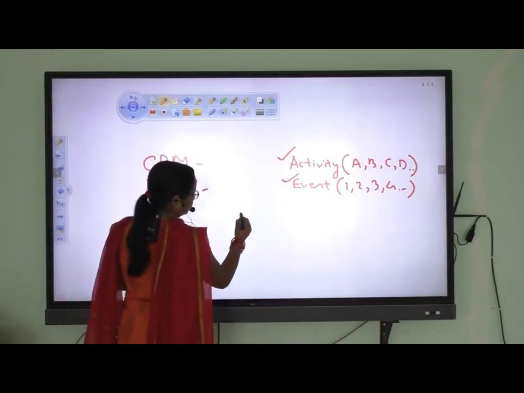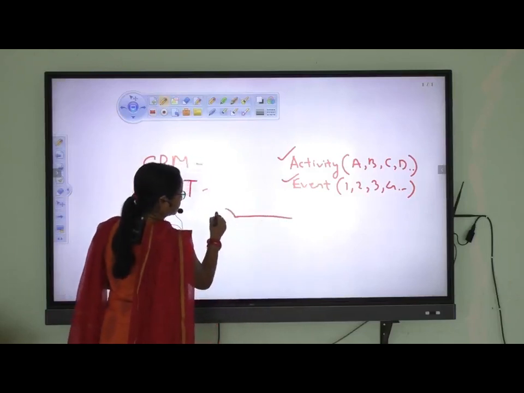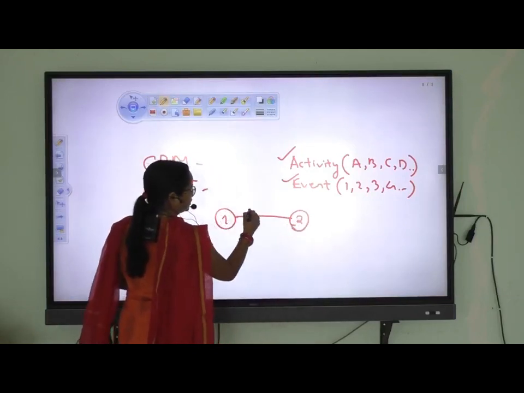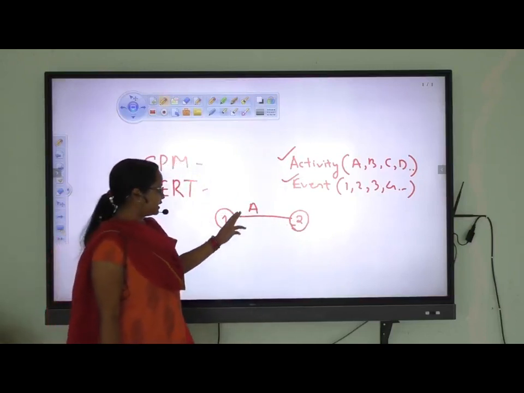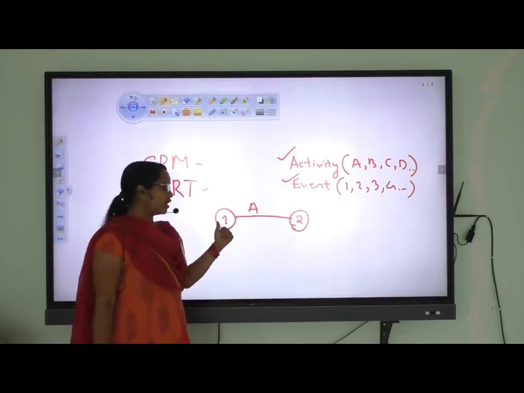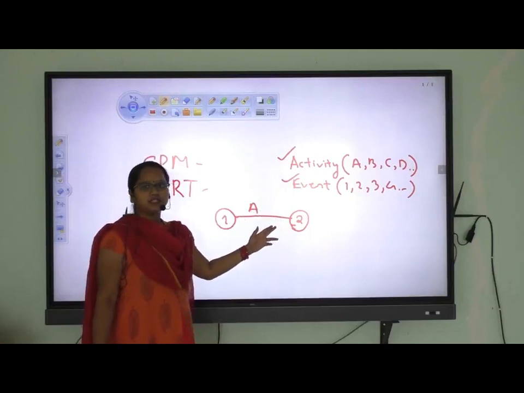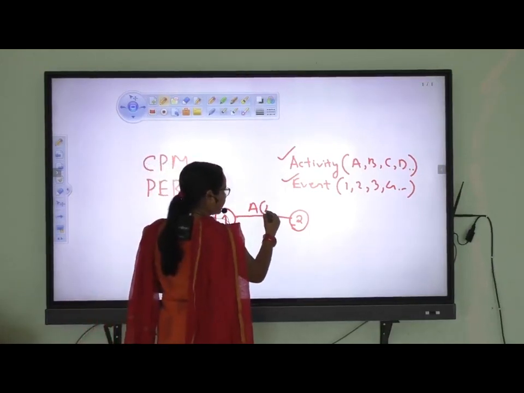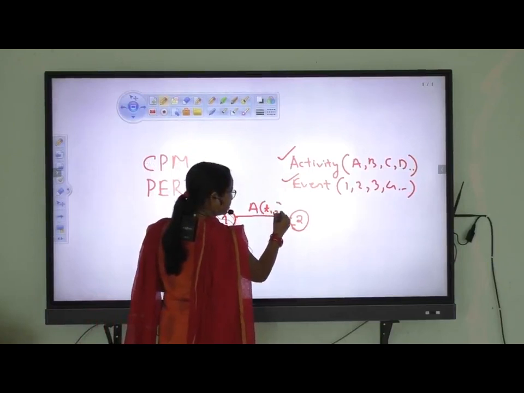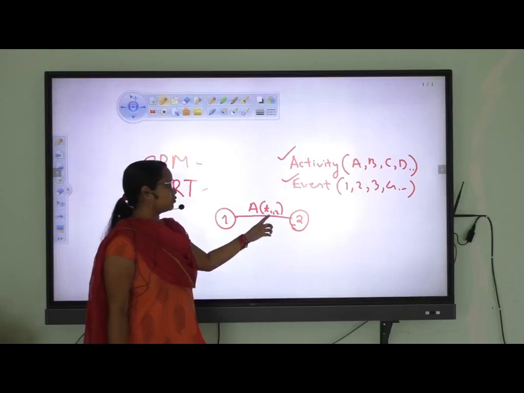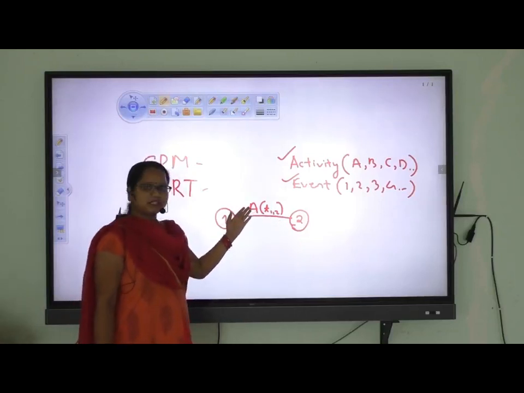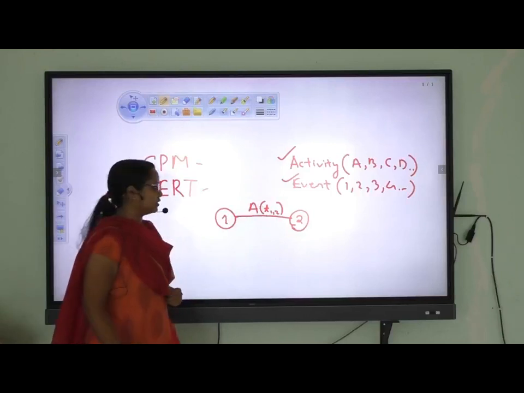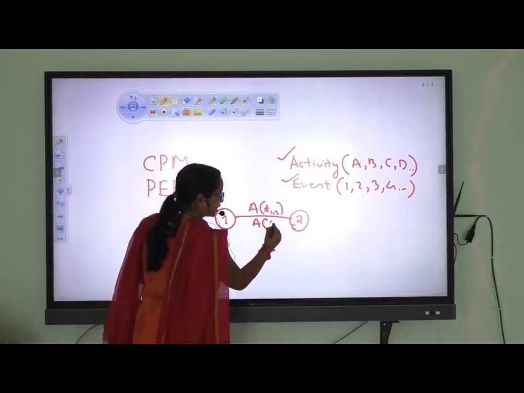Suppose here is an activity, that is A, and between them there are two events: event 1 and event 2. The activity consumes time, which we can write as T subscript 1,2. T subscript 1,2 means the time of that activity A, that is the time between event 1 and event 2. Suppose the time is 3 days. So we can write A within brackets 3.